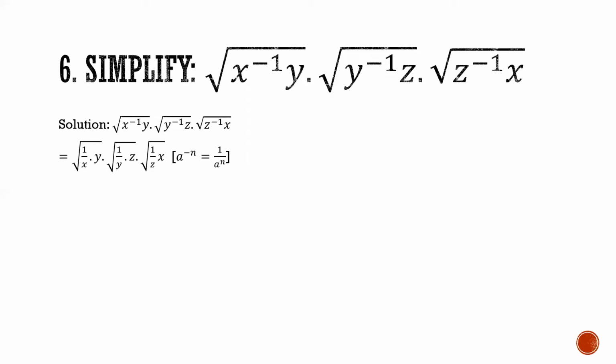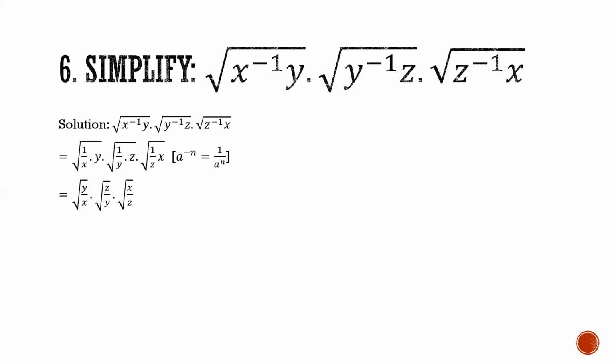So applying that, for the term root over x inverse y we will get 1 by x into y, for y inverse z we will have 1 by y into z, and for z inverse x we will have 1 by z into x. Here we know very well how to do multiplication. So 1 by x into y is y by x, as we cannot cancel anything. So our next line will be root over y by z into root over z by y into root over x by y.